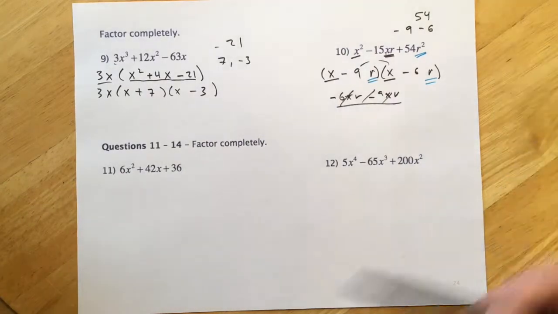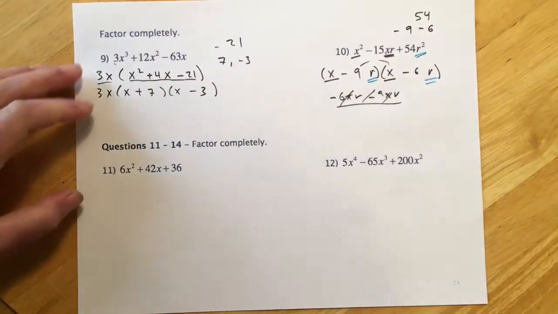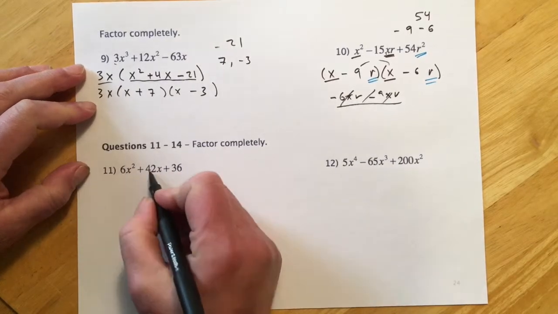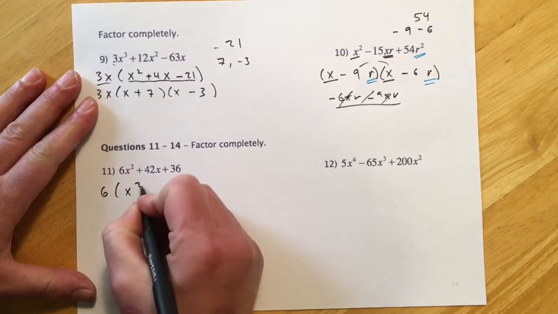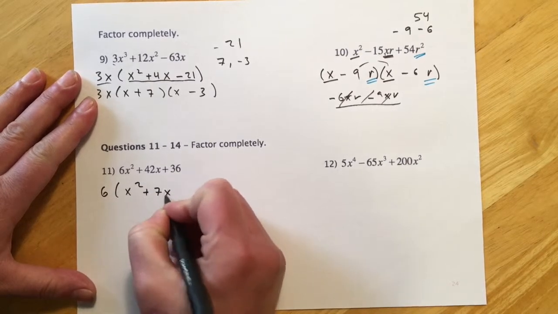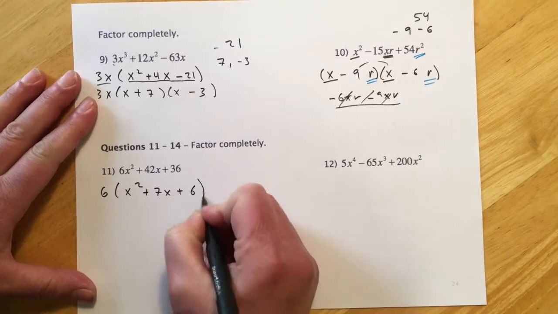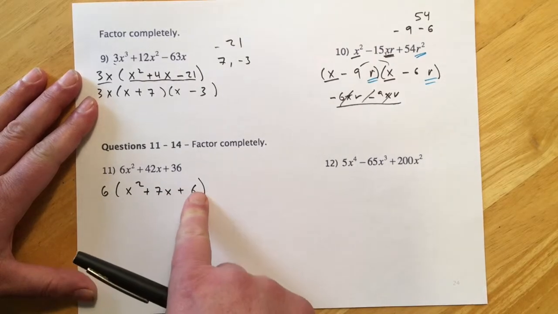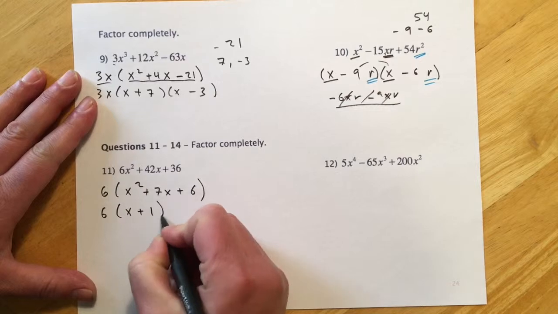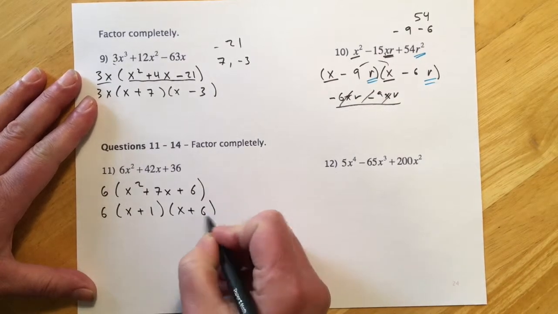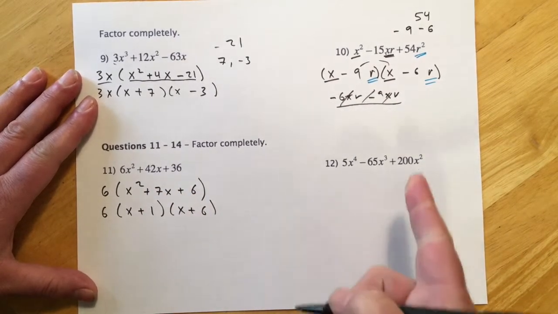The next two are just, again, the matched problems I would have students try in class. So for this one, 6, 42, and 36, it looks like we can get a 6 out of there. And that's going to leave me an x squared, a plus 7x, and a plus 6. So I need two numbers to multiply to be 6 and add to be 7. So it sounds like x plus 1 and x plus 6 would multiply to 6, add to 7.